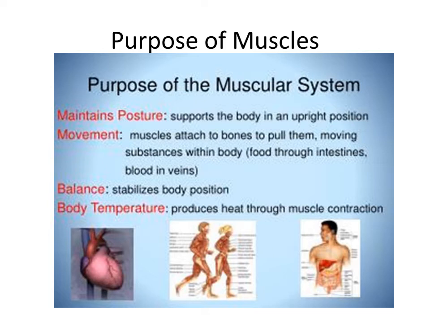2. Movement. Muscles attach to bones to pull them, moving substances within the body, for example, food through the intestines or blood in veins. 3. Balance. It stabilizes body position. It is important. 4. Body temperature. Produces heat through muscle contraction. Let's keep in mind that there are around 700 named muscles in a human being. So that's a great amount of muscles that we have.